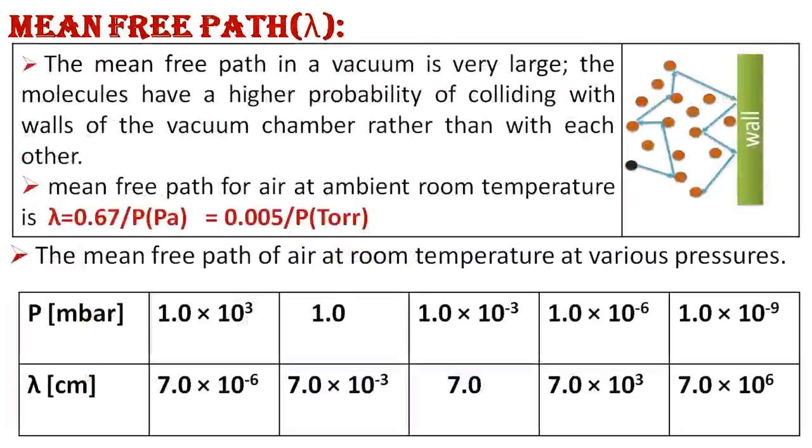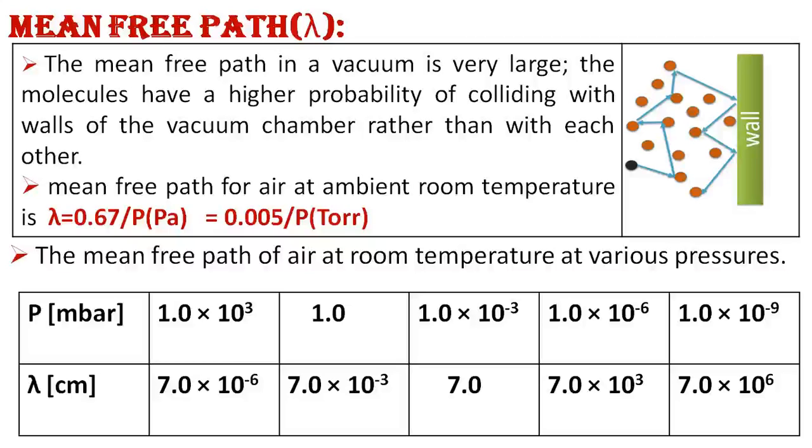Now the diagram shows how the molecule travels and the collisions with the container and vessel walls. The mean free path in a vacuum is very large. The molecules have a higher probability of colliding with the walls of the vacuum chamber rather than with each other. So there is a higher probability of colliding with the wall rather than interacting with each other.